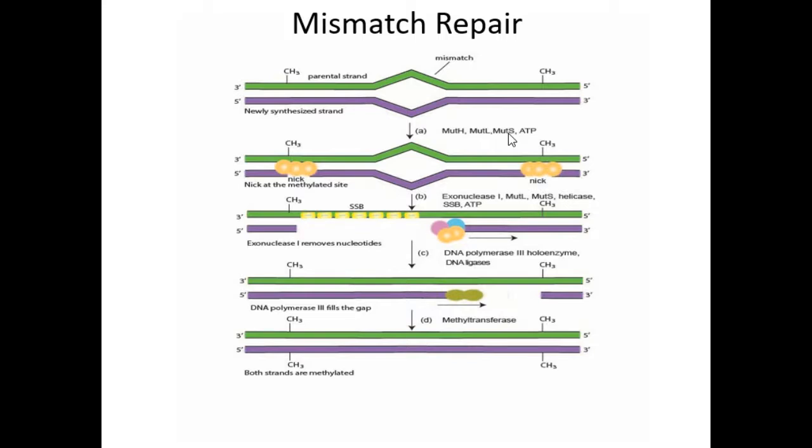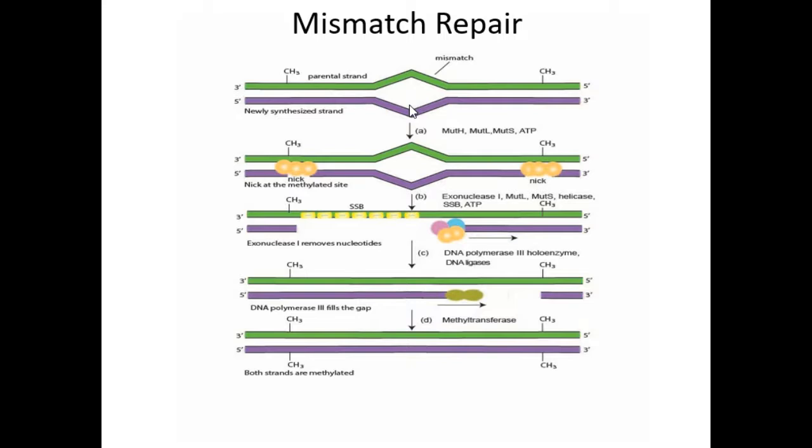And how do they know which one is the parental strand and which is the daughter strand? It's the methylated strand. MutS will know the strand carrying the methylation is the parental one. If they find a mismatch, they know the other one is the daughter strand. So they will bind to the mismatched base.